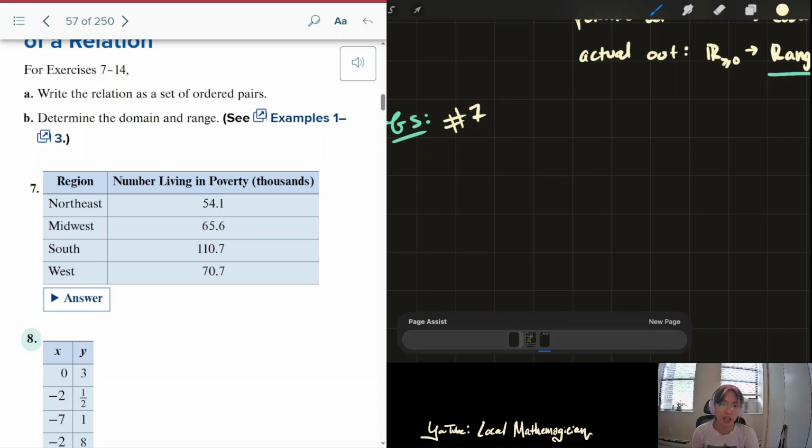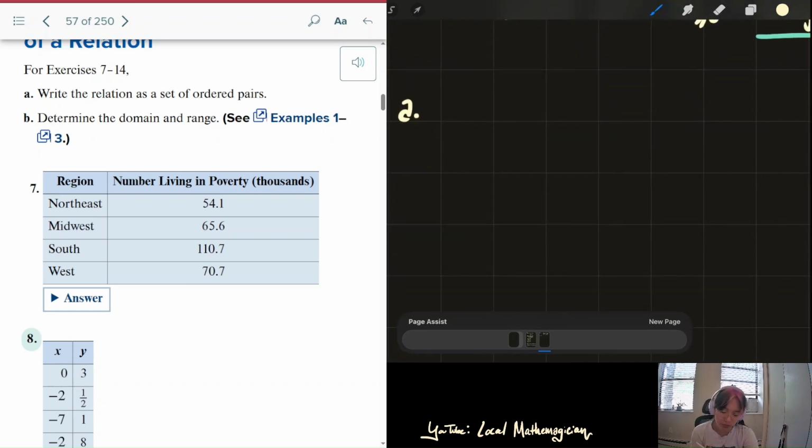So write the relation as a set of ordered pairs, okay? So if we look at the left-hand side, right, we see the northeast and the right, which is the region, and the right-hand side as number living in poverty. Ooh, yeah, except those are pretty bad numbers, okay? So, and it's probably outdated. Okay, so let's work this out.